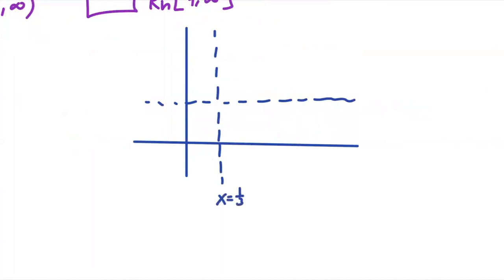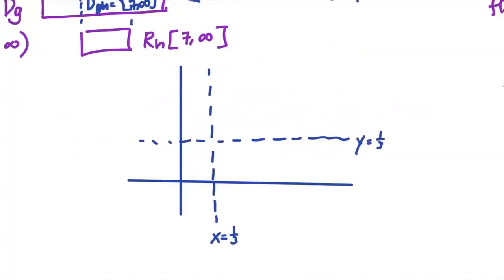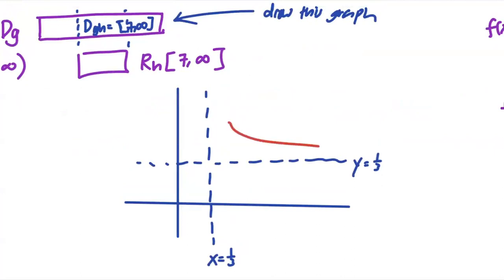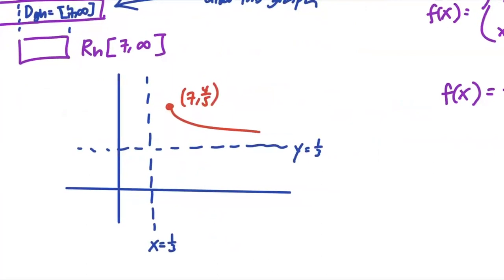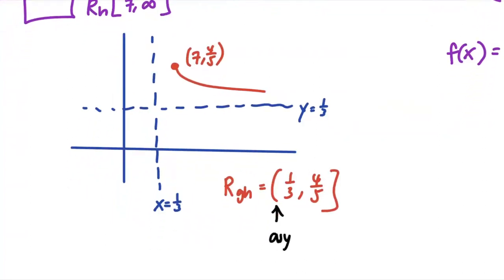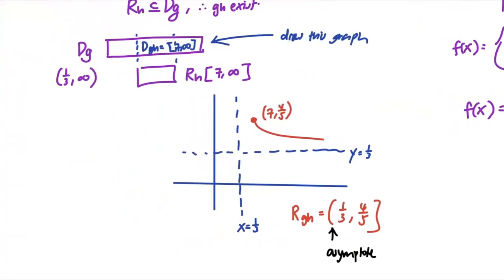X equals to 1/3. Y equals to 1/3. Seven, 4/5. So what's the range? So the range of GH is just 1/3 excluded, 4/5 included. Now, why is it excluded? Because this is an asymptote. Okay, and that's the answer.